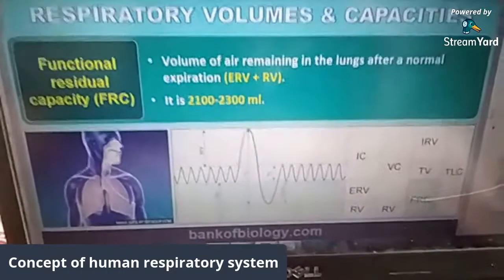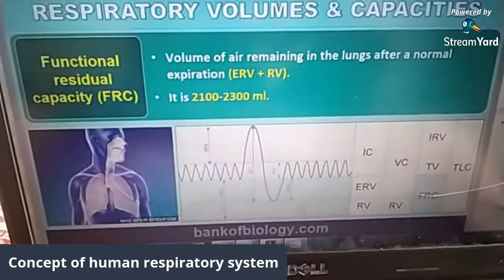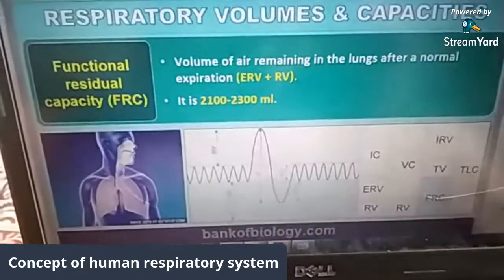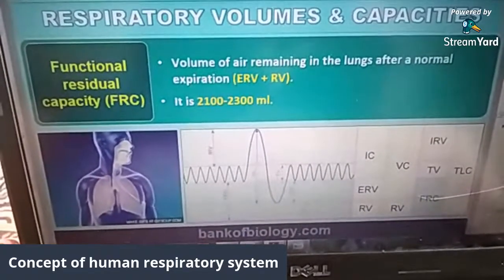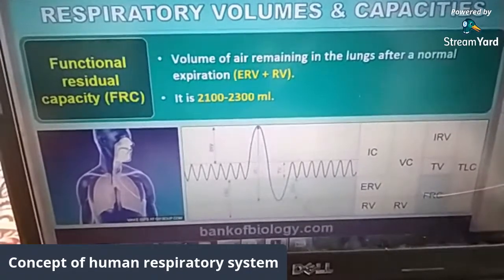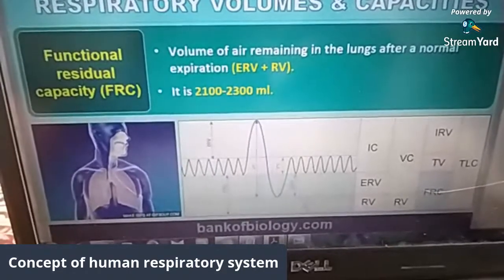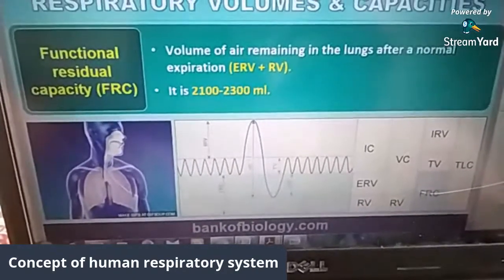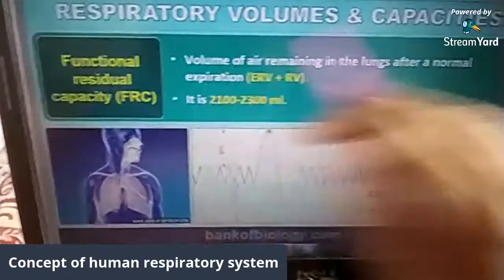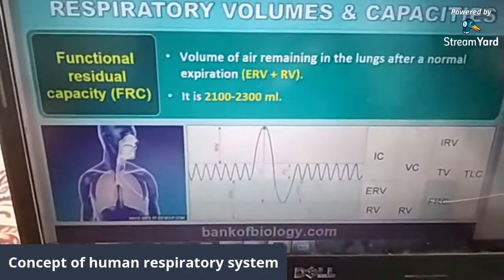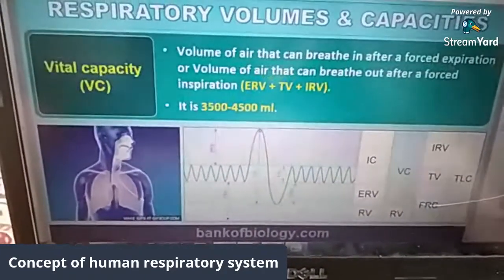Next is the FRC, functional residual capacity. What does it mean? The volume of air remaining in the lungs after a normal expiration. ERV plus RV. It's 2100 to 2300 ml. I am repeating again: the FRC means the volume of air remaining in the lungs after a normal expiration. After the exhalation of air, the amount of air which remains in the lungs is called the FRC.